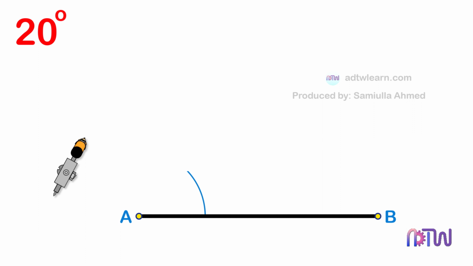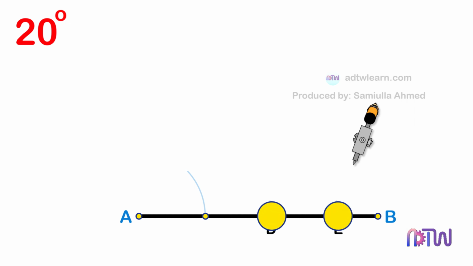After this, without changing the length of the compass, and using this point as the center, draw the arcs on the horizontal line as shown. Label these points as D and E. After this, without changing the length of the compass, and using these 2 points D and E as centers, cut the arcs as shown.